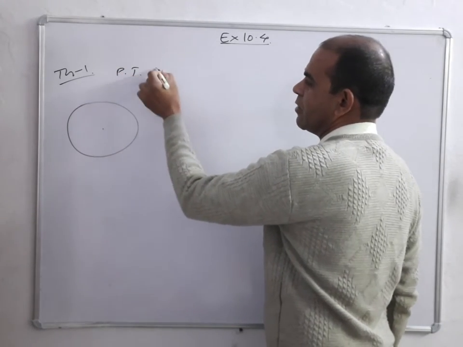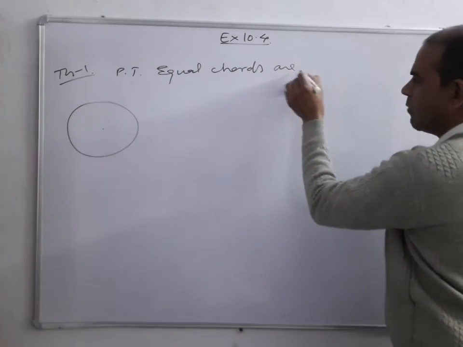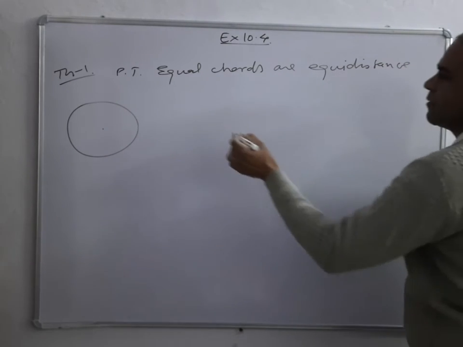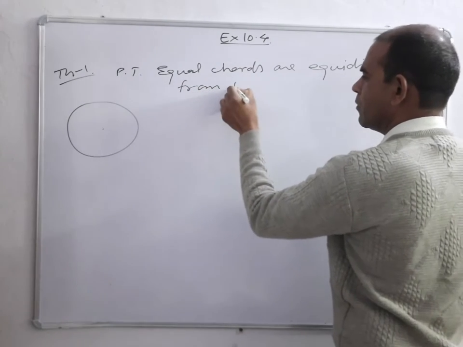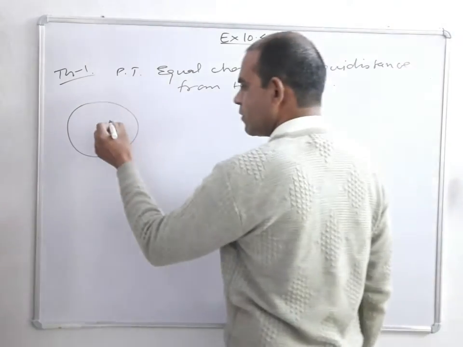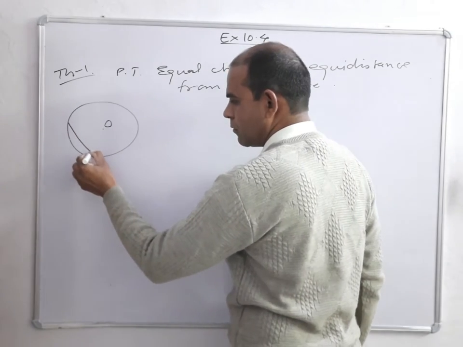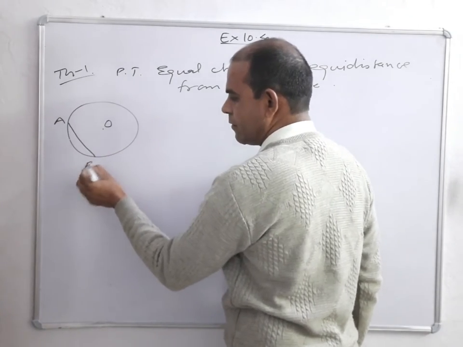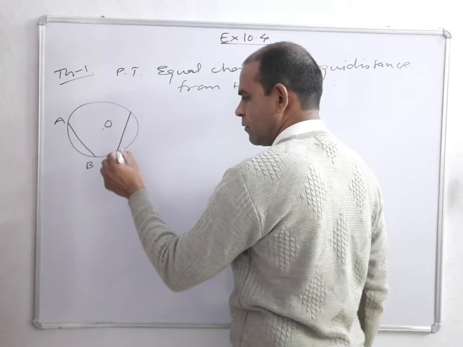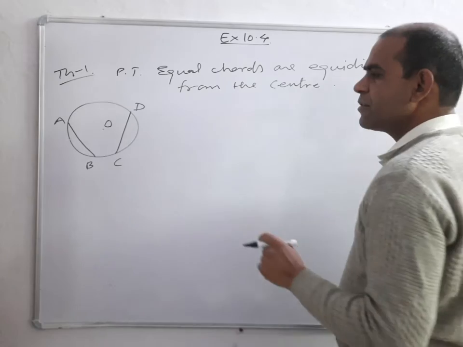We should prove that equal chords are equidistant from the center of a circle. So here two chords, one is AB, and another we take here, CD. AB and CD are two equal chords of a circle.